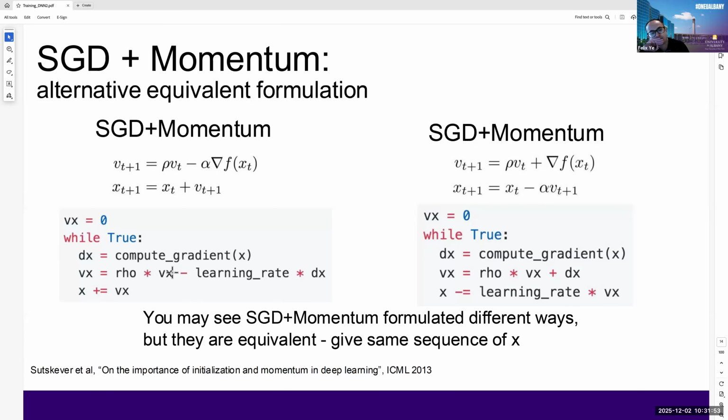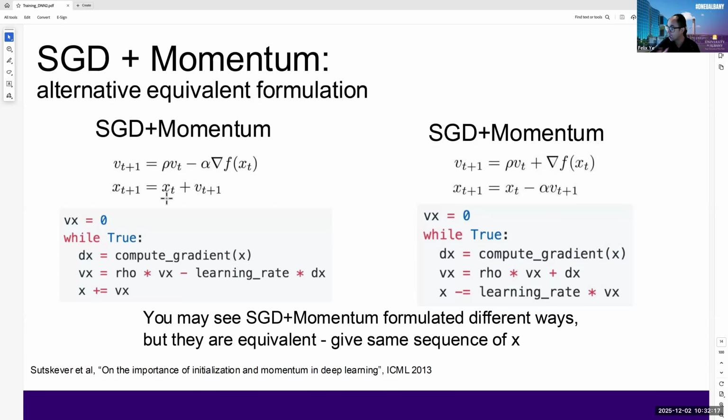Wait, I think it's the same rho. Am I right? Yeah. Sorry, I was wrong here. My v here starts with a 0, so that's why that would be the same rho here. And you can use the same rho as before.